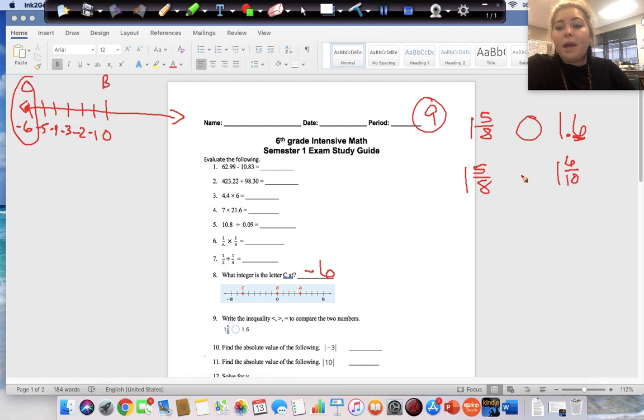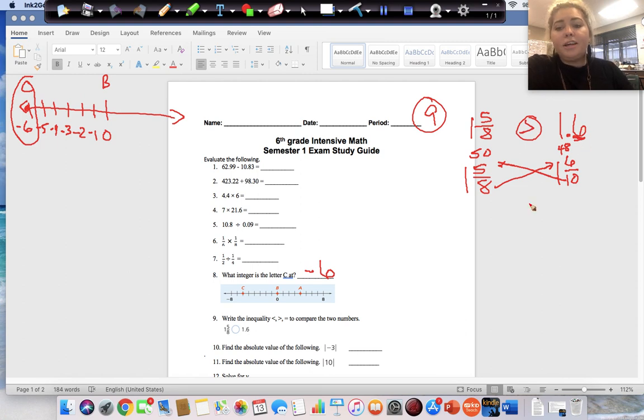Now, when we are comparing these two numbers, they both have the same whole number, but when we're comparing their fractions, you can just cross multiply them. So 10 times 5 gives us 50. And 8 times 6 gives us 48. So we can see that 50 is larger than 48, therefore 1 and 5/8 is larger than 1 and 6/10.